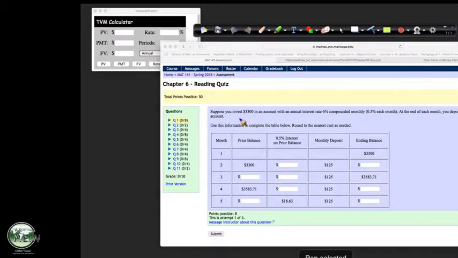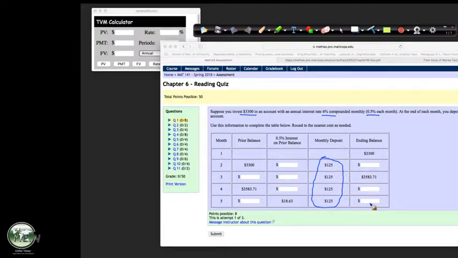Okay, so you invest $3,300 in an account with an annual interest rate of 6% compounded monthly. So notice if you divide 6% by 12 months, that's going to be 0.5% a month. So that's what we're going to be using. At the end of each month, you deposit $125 into the account. So that's what makes it an annuity: we started with a savings amount, but we're regularly putting in a monthly deposit of $125. So that's right here.